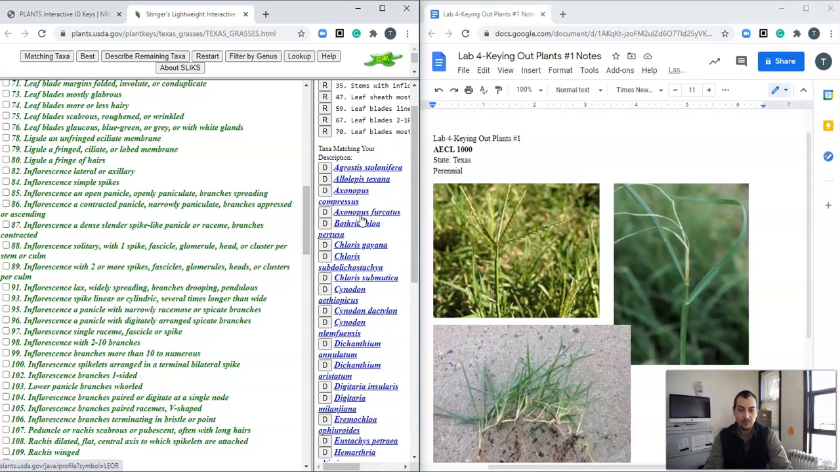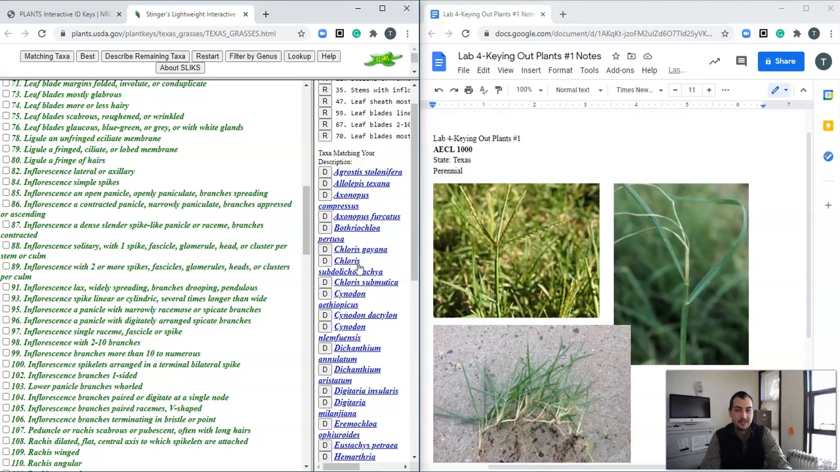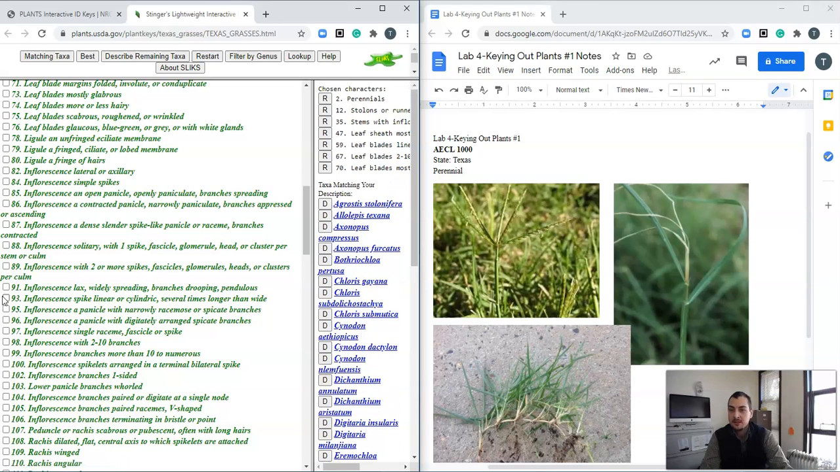Now we need to identify it down further, because we don't want to have to search through all of these. So we're going to keep trying to identify things off of this plant and add to that list.